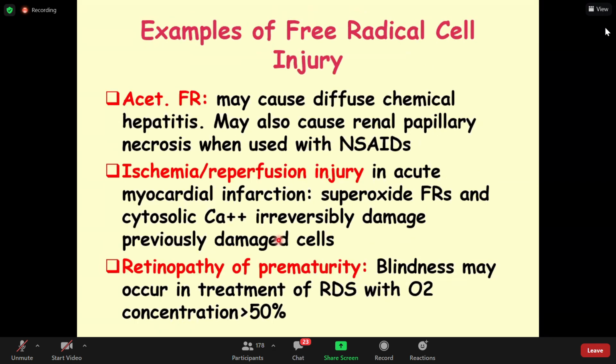Another example of free radical cell injuries that we have mentioned is acetaminophen. We did talk about this. Ischemia-reperfusion injury is a form of free radical injury. There are actually a couple of slides, and we're going to talk about it in much more detail. And then there is the retinopathy of prematurity that may result in blindness as a result of treatment with high contents of oxygen to those premature infants, preterm infants.